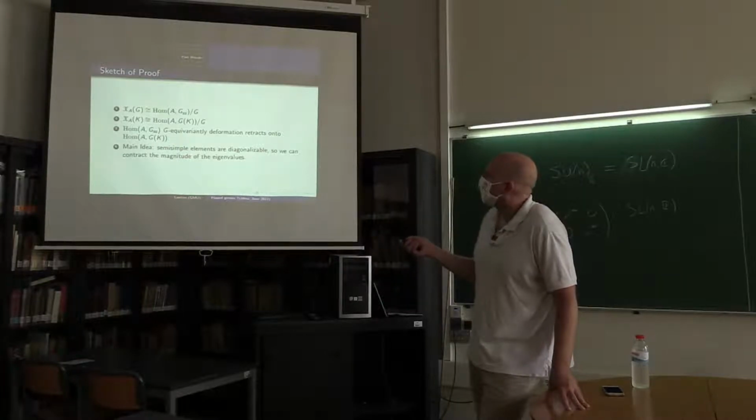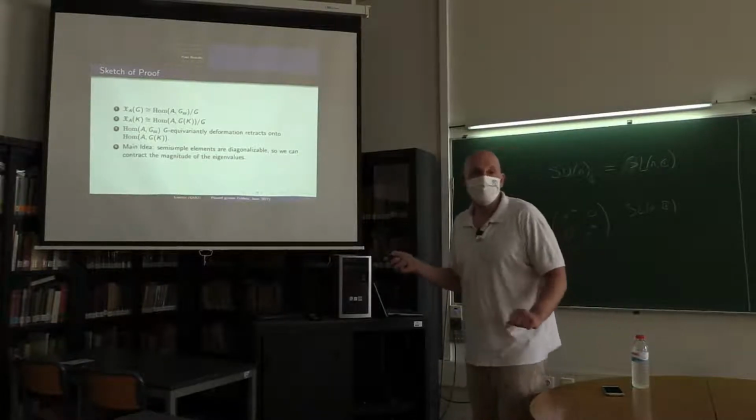So that's the point. If it's G equivariant, that means this mod G deformation retracts to this mod G. But we've already shown in the previous two steps that this mod G is that, and this mod G is that. So this deformation retracts to that. The end. Okay, that's the end of the proof.